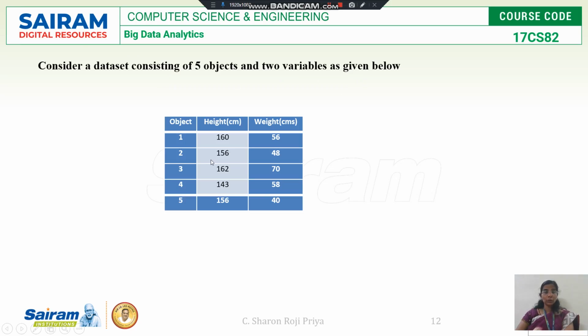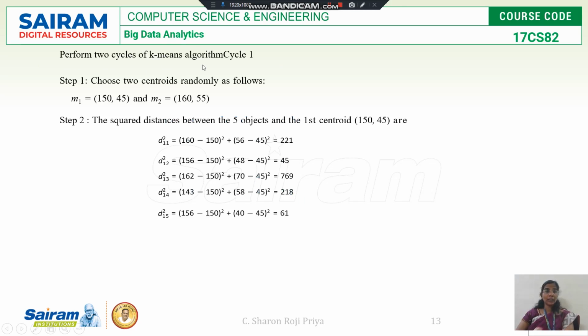So first I have to decide this K value. In K-means clustering, the very first step is to decide the K value. Here I have decided K as 2, so I have to choose 2 centroids. As K is equal to 2, I am supposed to choose 2 centroids.